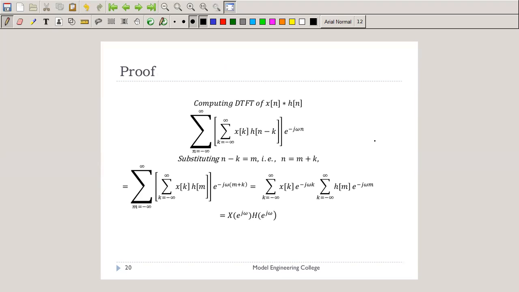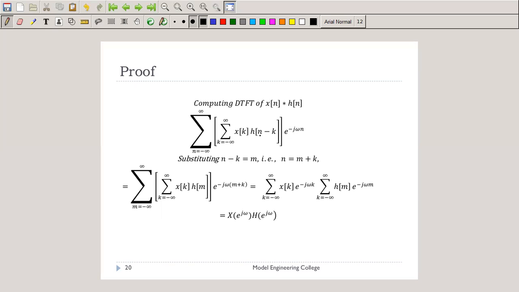Proof. First, let us write the expression for DTFT of x of n convolution h of n. The outer summation is for finding the Fourier transform, the DTFT equation. The inner summation is for finding the convolution. So the inner summation k from minus infinity to infinity x of k into h of n minus k is equal to x of n convolution h of n, and e raised to minus j omega n to find the DTFT.